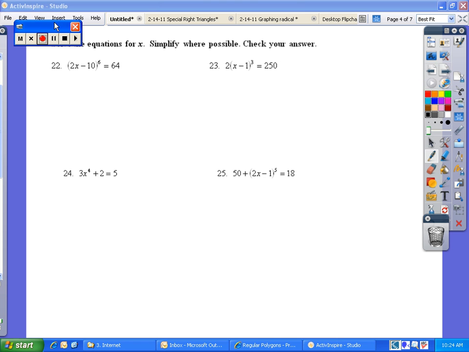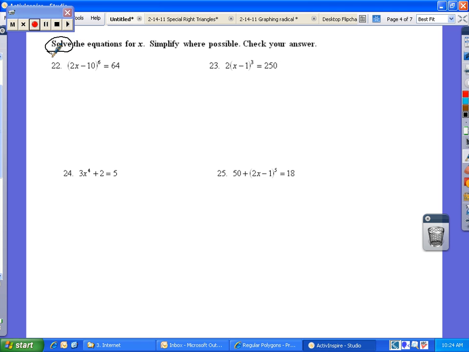Again, we want to solve the equations for x, and then we want to simplify if possible, and then we also want to check. So there are 3 things that we have to do for each of these problems. We have to solve, simplify, and check.